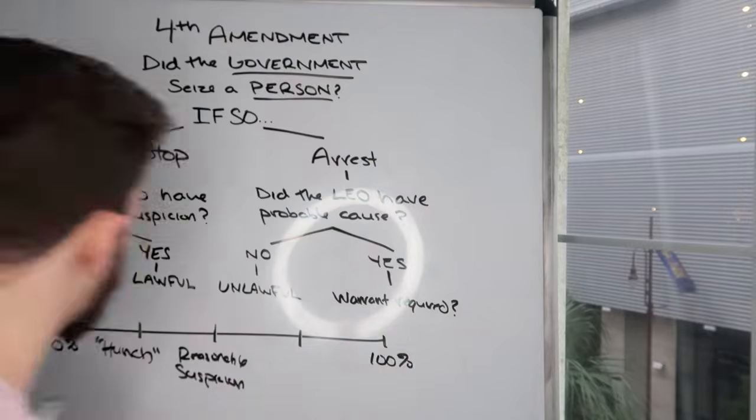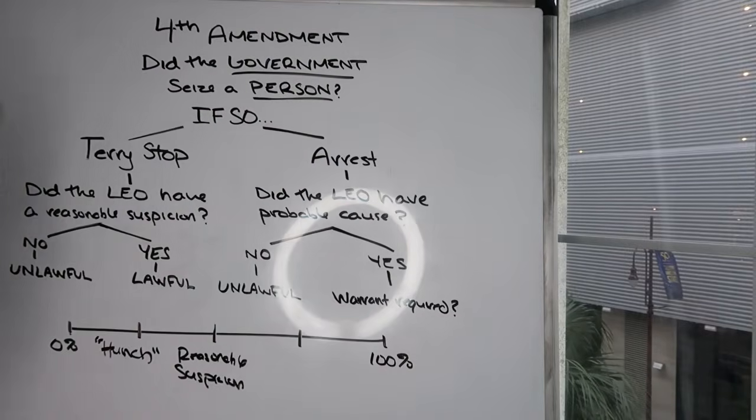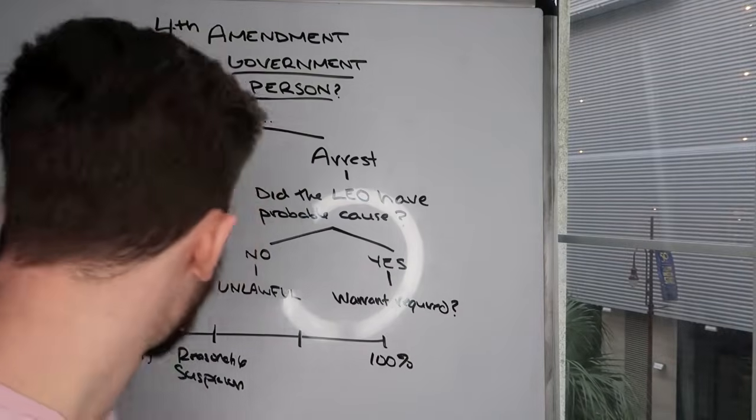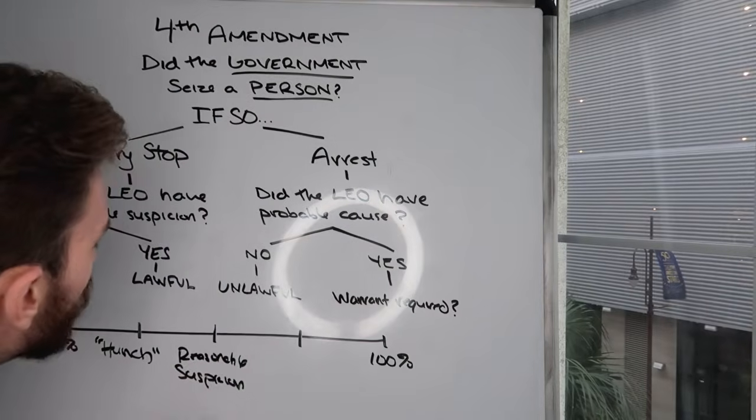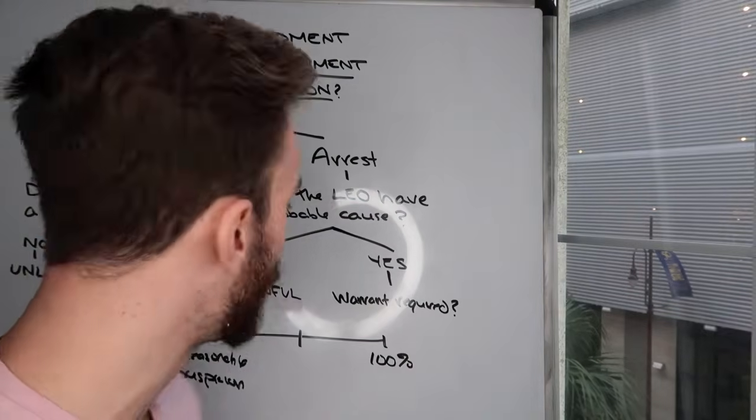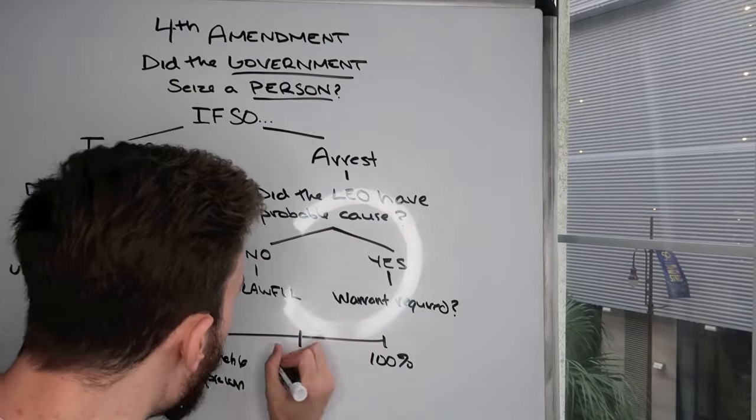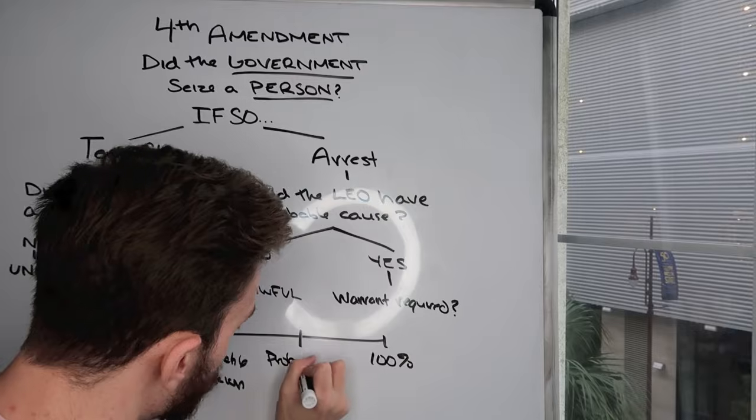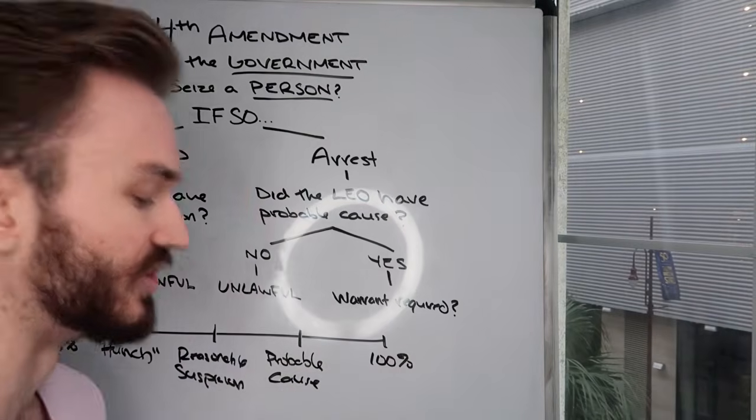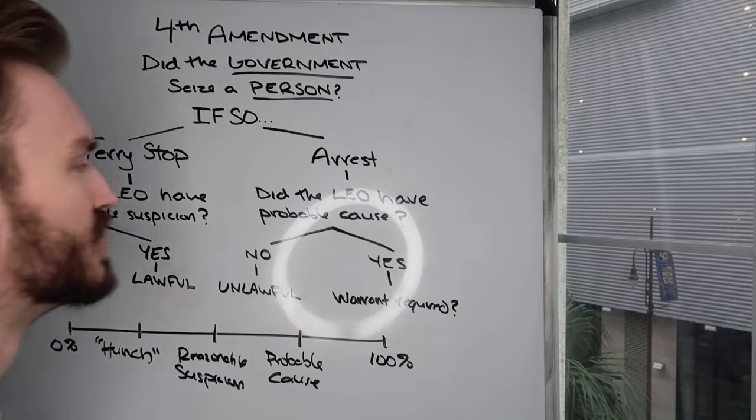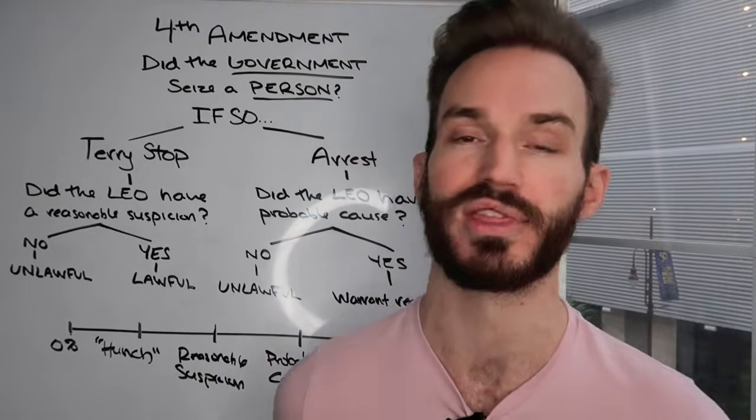So again, remember, on our spectrum of certainty that criminal activity might be afoot, we have 0%. We have this idea of a hunch. 0% to a hunch, police officer can't do anything. If he has a reasonable suspicion, he can stop and investigate. Now, if it rises all the way to probable cause, and remember, this isn't 100% certainty, but it's more than a reasonable suspicion, then he can actually arrest that person.